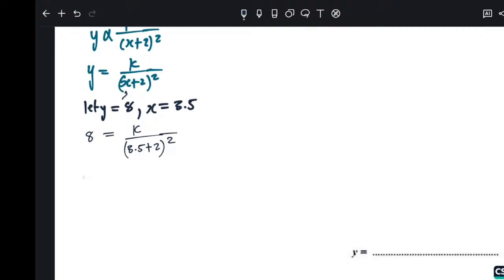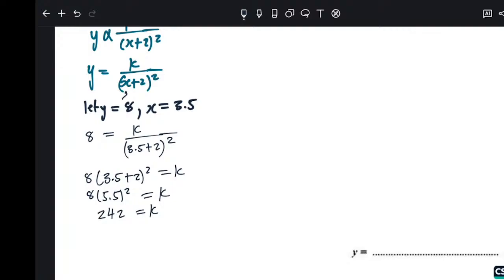So we take this to the other side. 8 now multiplies (3.5 + 2) all squared, and it'll give you k. 3.5 plus 2 is 5.5. So 8 now multiplies 5.5 all squared, and you get k. Put it in the calculator. You could have even put it into the calculator earlier. So you now say 8 multiplies 5.5 all squared, and you get 242, being your k. Are we together?